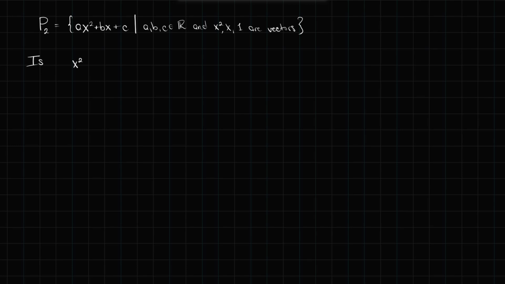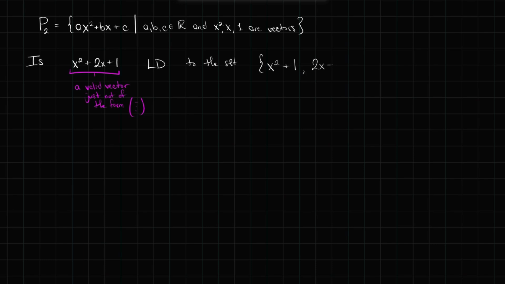So x squared plus 2x plus 1 is a valid vector, just not of the form given as a column, right? Perfectly valid vector. Is that linearly dependent on the set of vectors x squared plus 1, 2x minus 3, and x? So now we're asking whether this one polynomial is dependent on a collection of three different polynomials.